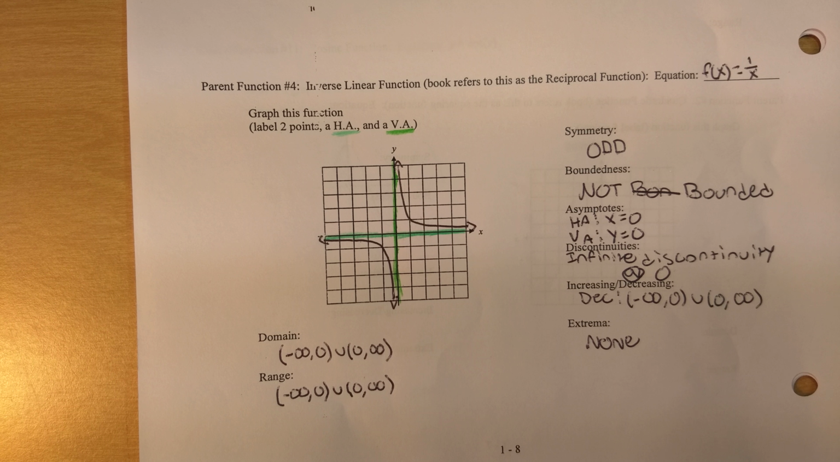The function is decreasing from negative infinity to 0 and from 0 to positive infinity. There is no extrema, and the domain and range are from negative infinity to 0 and 0 to positive infinity, because they will never reach 0.